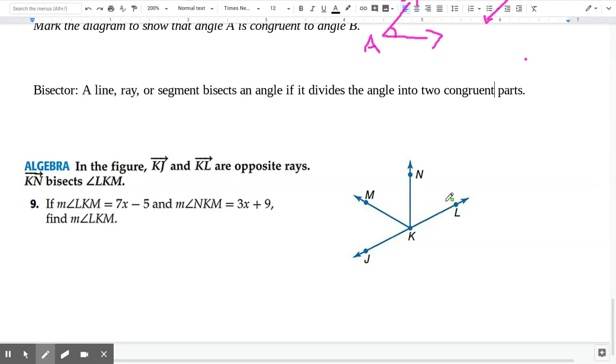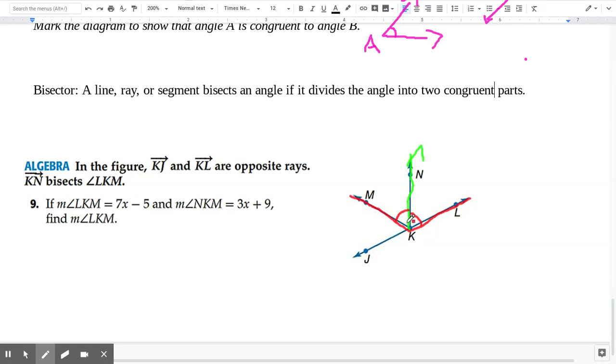The ray KN, so let's see where that's located. Ray KN bisects the angle LKM. So in other words, this green ray right here is bisecting this red angle. So we are cutting this red angle into two congruent smaller angles, and we should denote that by showing one arc in each span there. So now I know that this measurement is equal to this measurement.